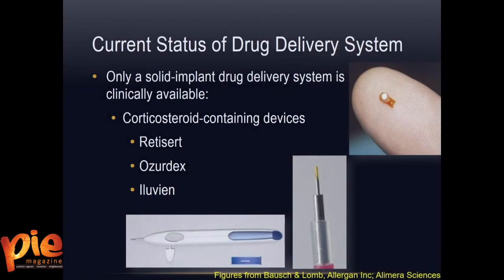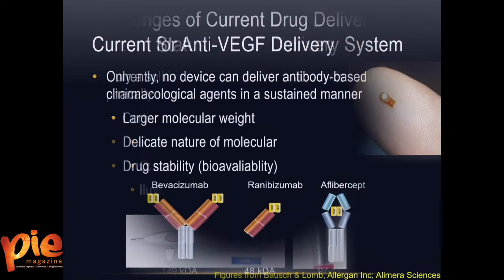Really, if you look at the FDA approval system, there are only 3 drug delivery systems that can be currently used clinically. These are Retisert, Ozurdex, and Iluvien, and these are all solid implants that are delivering corticosteroid drugs to the eye, whether it can be delivered for several months to even over a year. And I'm not going to go into too much detail, but they do actually work really well by degrading the polymers that encapsulate these drugs over time.